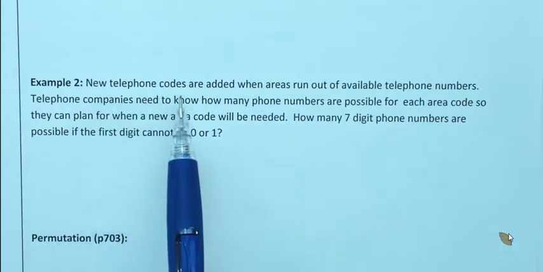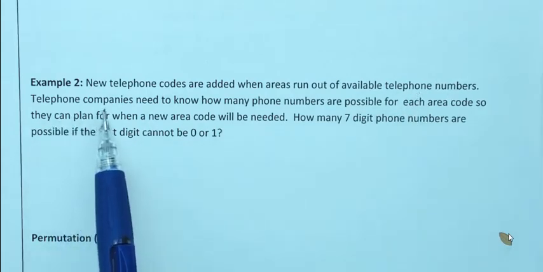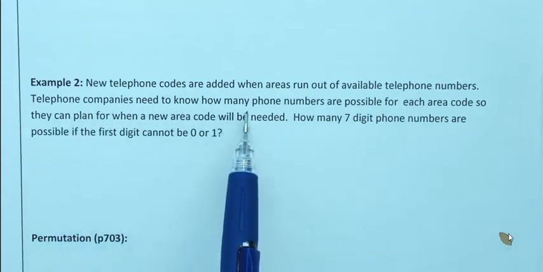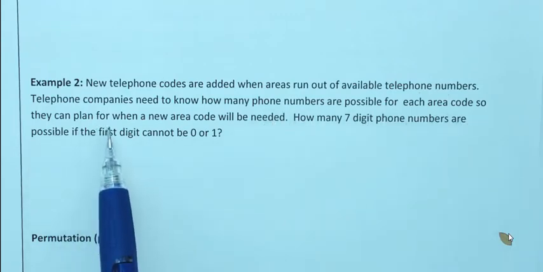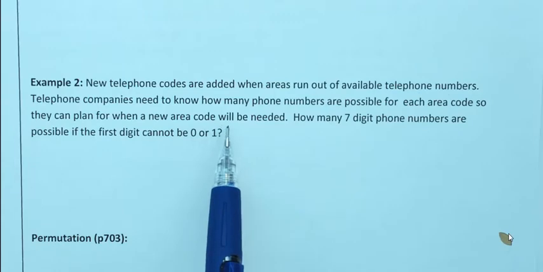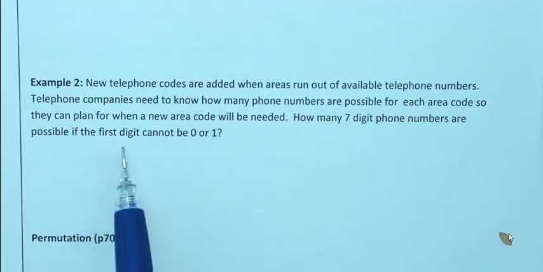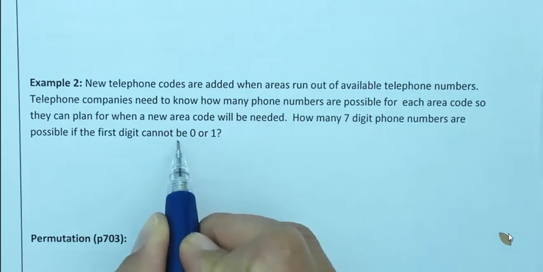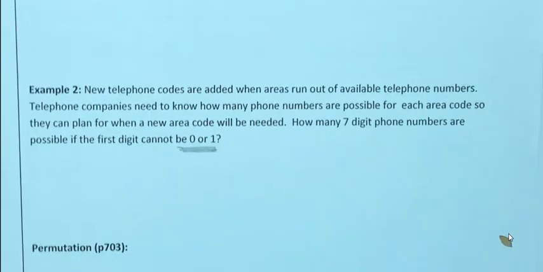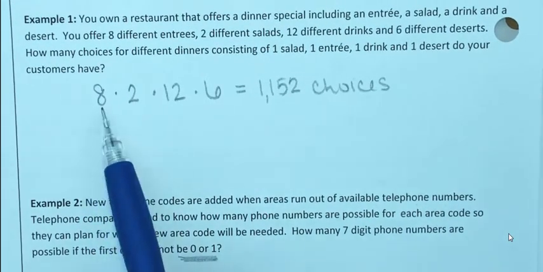So new telephone codes are added when areas run out of available telephone numbers. Telephone companies need to know how many phone numbers are possible for each area code so they can plan for when a new area code will be needed. How many 7-digit phone numbers are possible if the first digit cannot be 0 or 1? So this kind of adds a little trick, right? It's not going to be as straightforward as this. This was, my first choice I got 8.